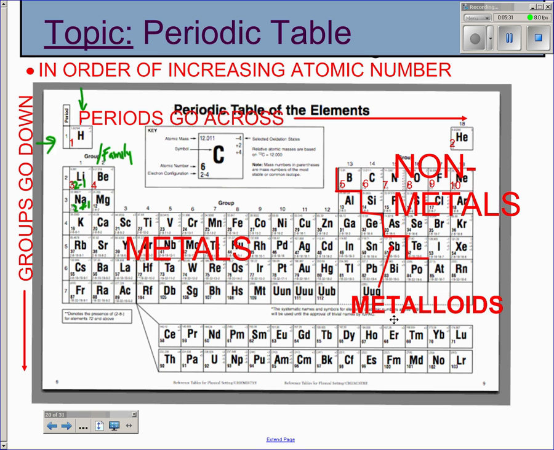Now, the other pieces that you need to know, the broad picture: the metals are on the left side of the table, the nonmetals are on the right side of the table.